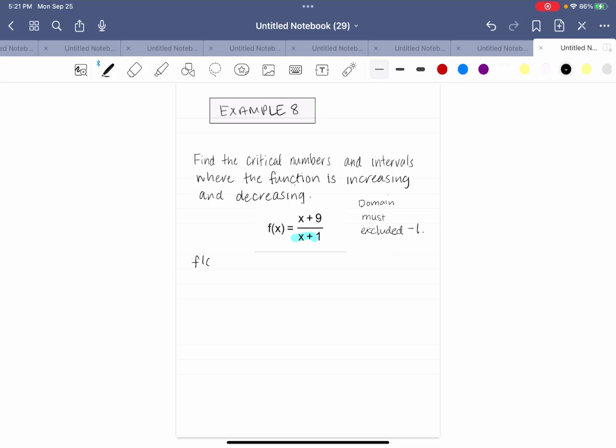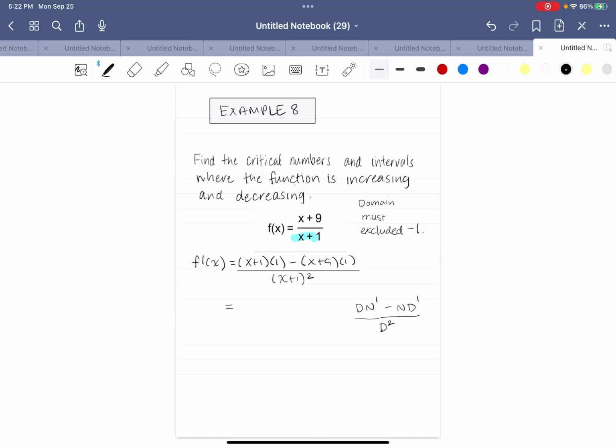We take our derivative by using the quotient rule. Remember, denominator, derivative of the numerator, minus numerator, derivative of the denominator, over the denominator squared. So if we've got denominator, x plus 1, derivative of the numerator, 1, minus the numerator, x plus 9, times the derivative of the denominator, which is also 1. And all of that will be over x plus 1 quantity squared.